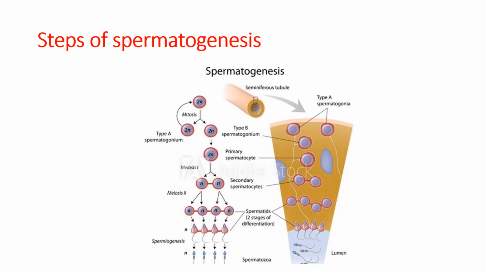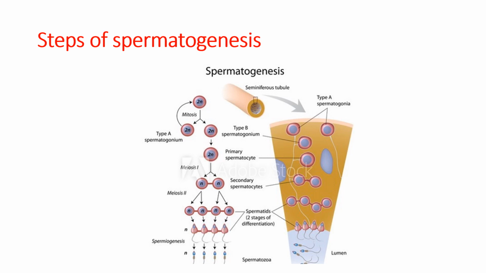When we see the steps of spermatogenesis, the primitive germ cell undergoes mitotic division and gives rise to type A spermatogonium and type B spermatogonium. The type A spermatogonium undergoes mitotic division and gives rise to the primary spermatocyte. Next, the primary spermatocyte undergoes the first meiotic division and gives rise to the secondary spermatocyte. Next, this undergoes the second meiotic division and gives rise to four spermatids.